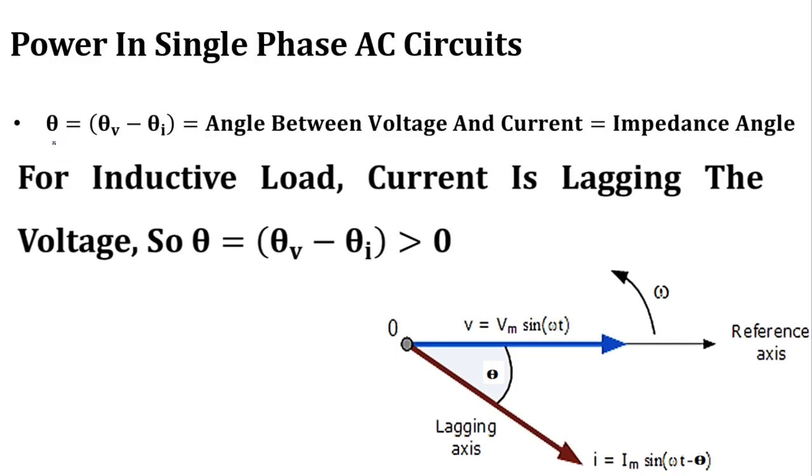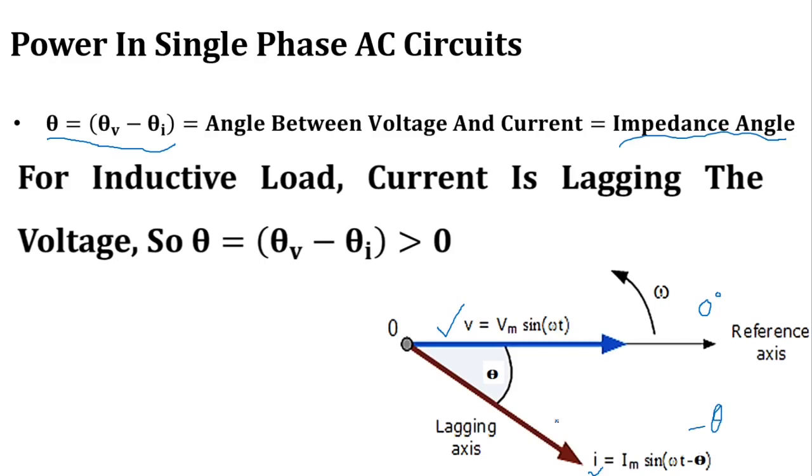So we already know that θ is the angle between voltage and current. It is also called the impedance angle. Now you can see this in the diagram. Let's suppose V is equal to Vm sin ωt and current I is equal to Im sin(ωt − θ). I have taken this angle as the reference angle, 0 degree. So the current lags by angle θ.